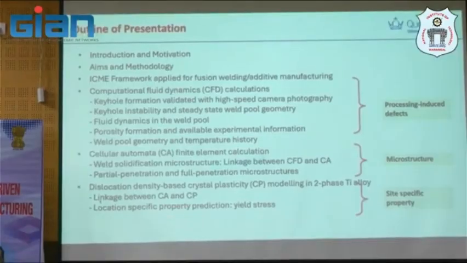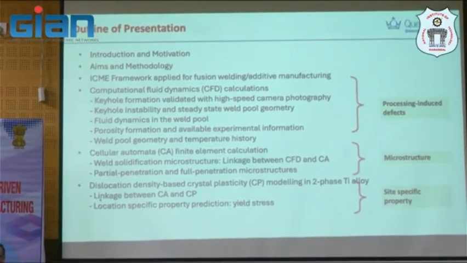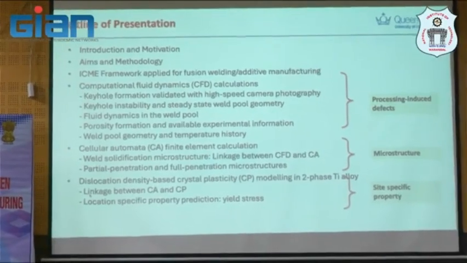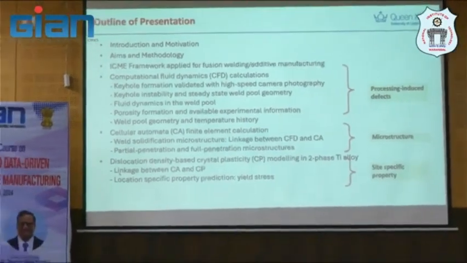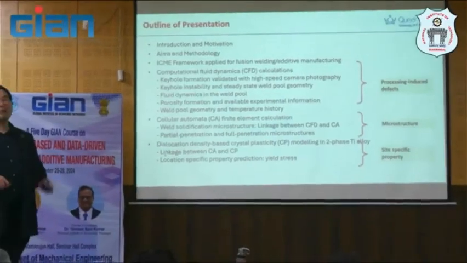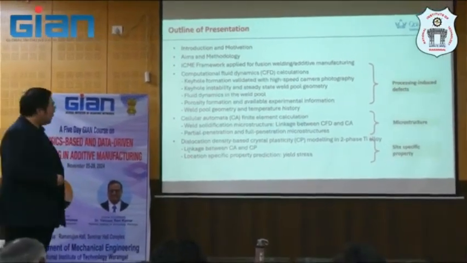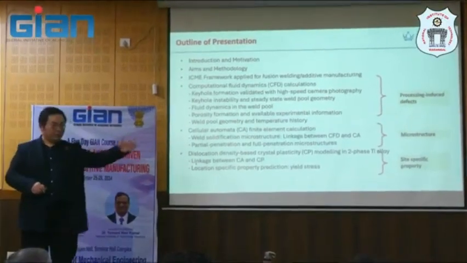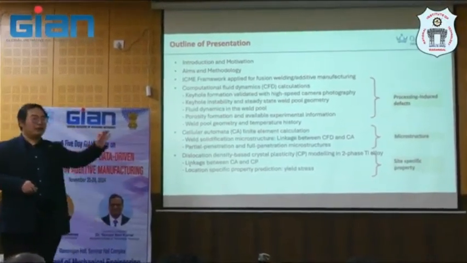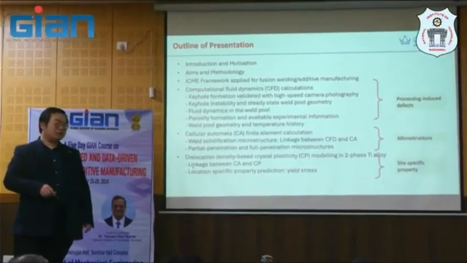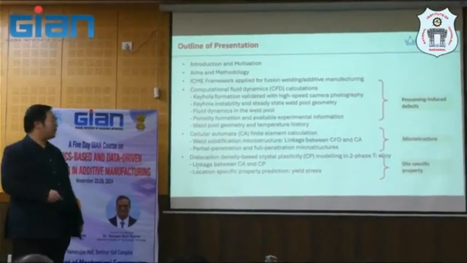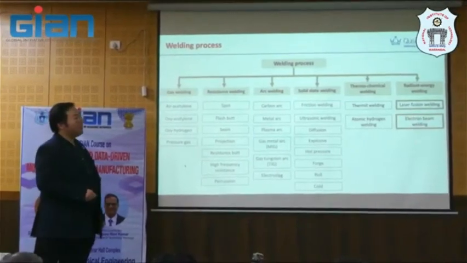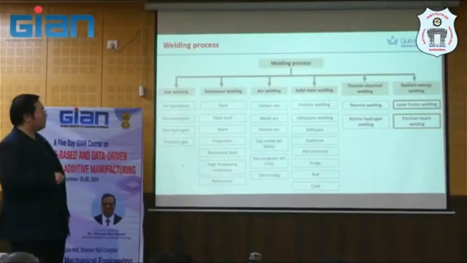And then the linkage between cellular automata, microstructure, and the crystal plasticity. And how can we talk about the static property, yield stress here? Again, it is the simplest, but it's complicated enough, believe me, to link this location-specific prediction. As you've seen in the previous lecture, at different locations you may get different structure and hence different property anticipated. Just to remind you, this is the same as yesterday.